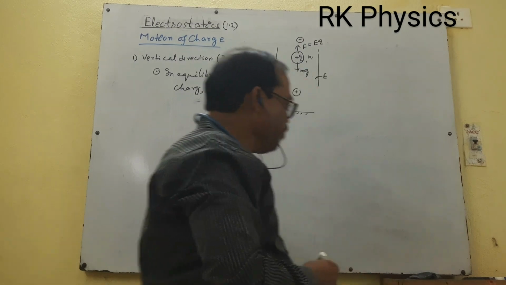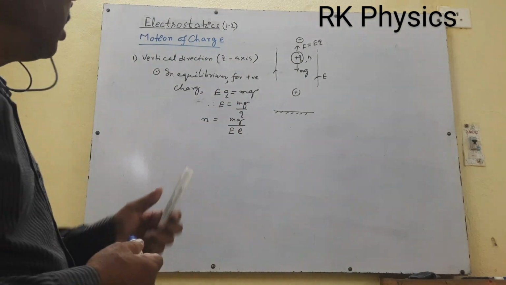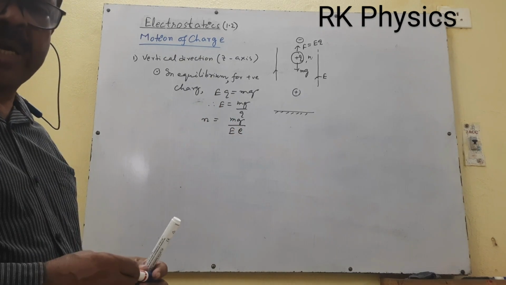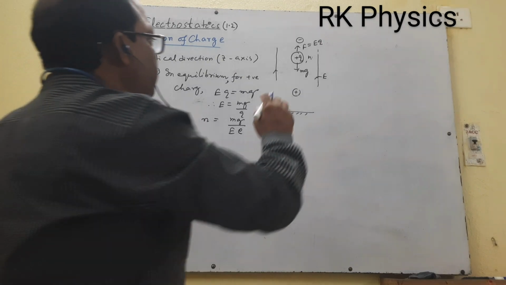So your duty is to find out some relation between physical quantities. If any one is unknown, others are known either directly or indirectly, it is possible to calculate. Now this is the case.